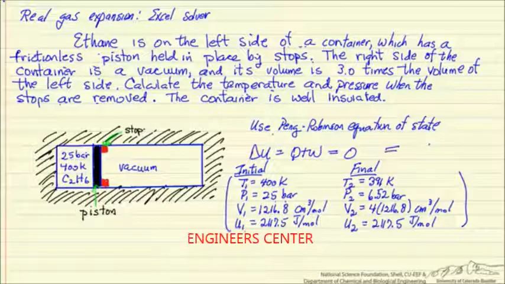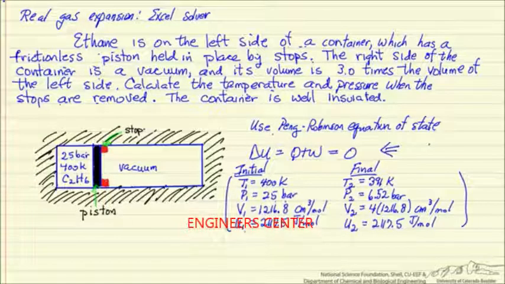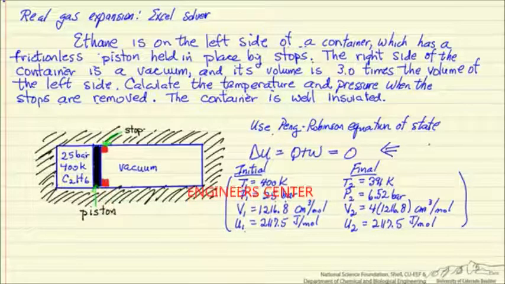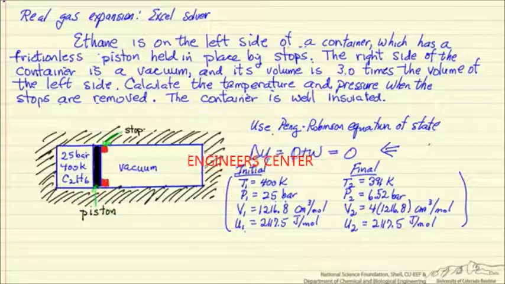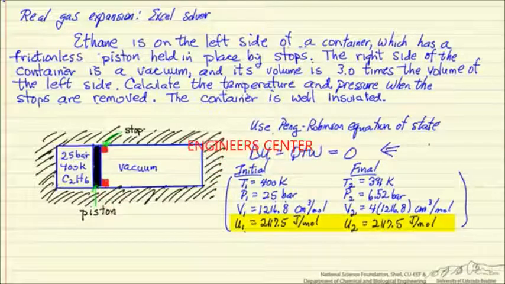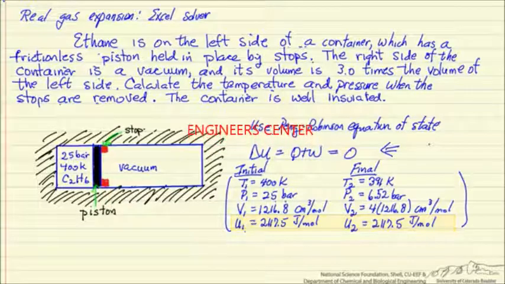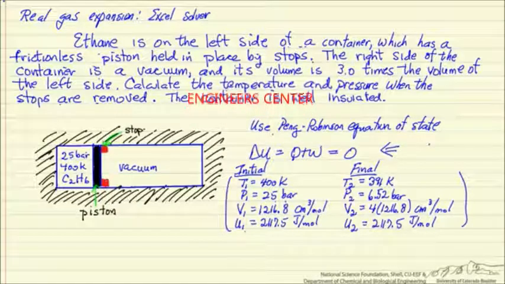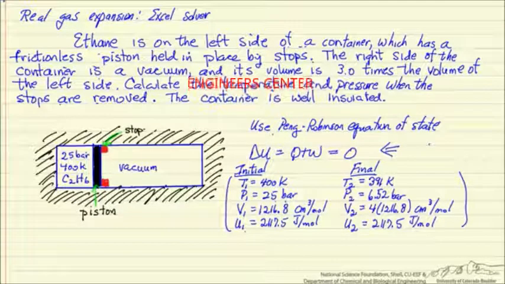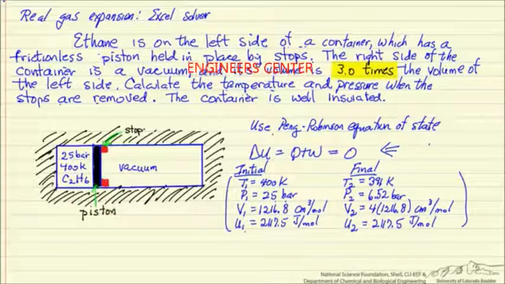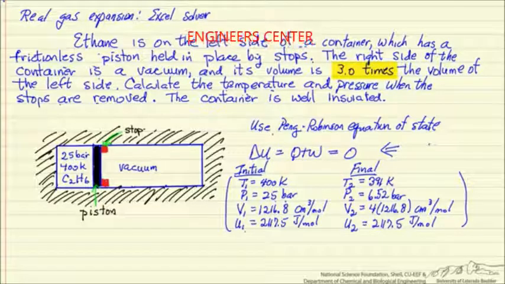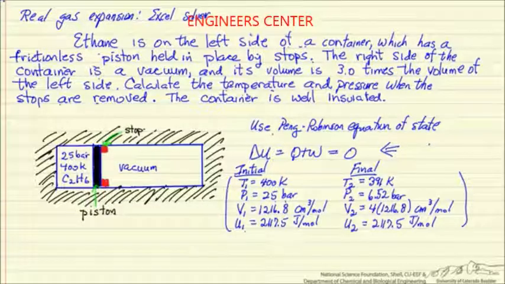We've used the first law for a closed system to say that the internal energy does not change between the initial and final conditions. So we're going to use the spreadsheet to find the temperature and the pressure at the final conditions so that the internal energy is the same. And we're going to do that with the constraint that the final volume is going to be 4 times the initial volume, because the vacuum volume is 3 times the initial volume of the gas, so the total final volume is 4 times the initial volume.